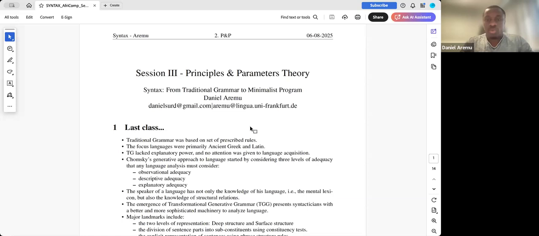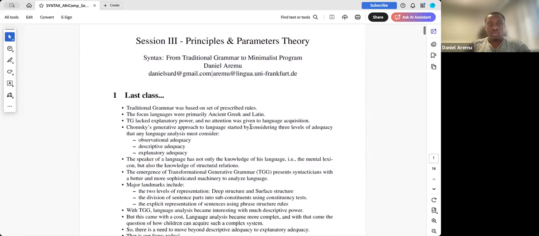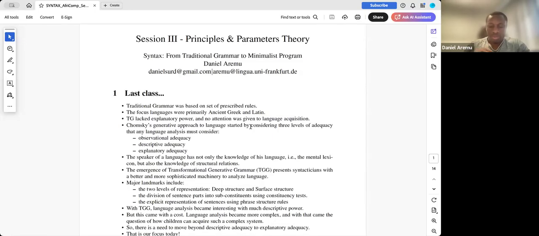Okay, let's start with a very quick recap of last class, right? So we started by looking at traditional grammar, and we saw that traditional grammar was based on prescribed rules, and the languages used to prescribe these rules were majorly ancient Greek and Latin. So it didn't cover many languages, and even the rules that were prescribed basically lacked explanatory power.